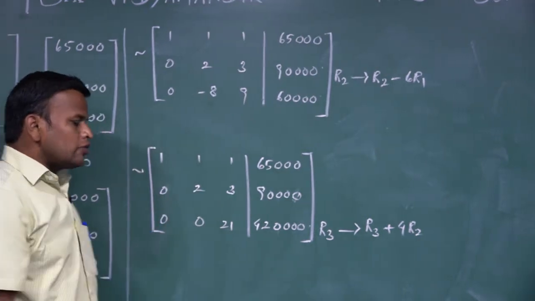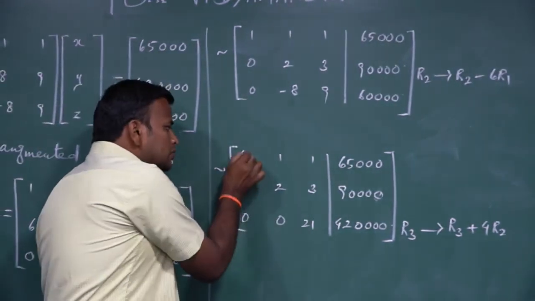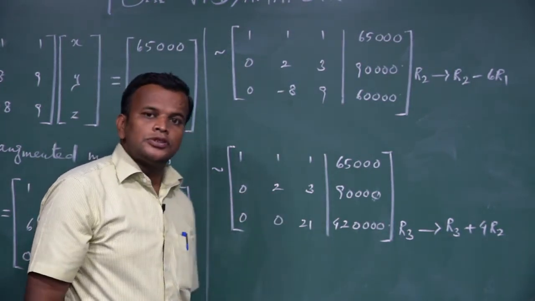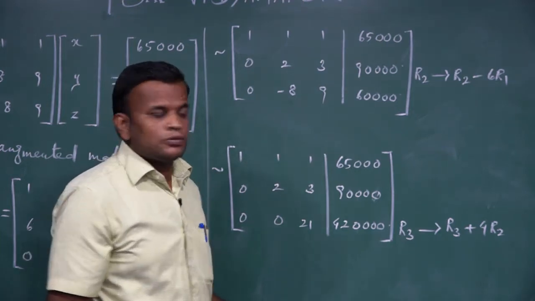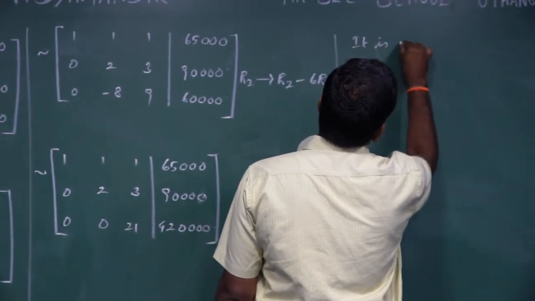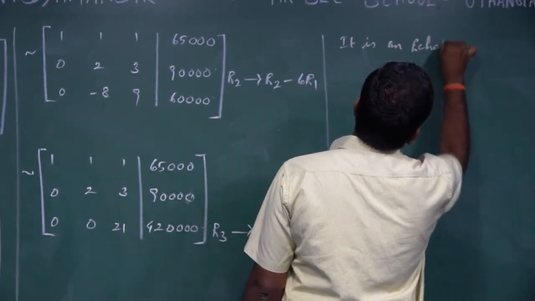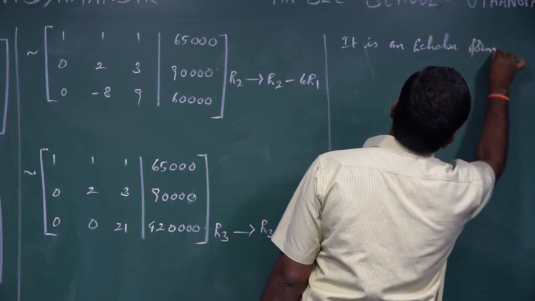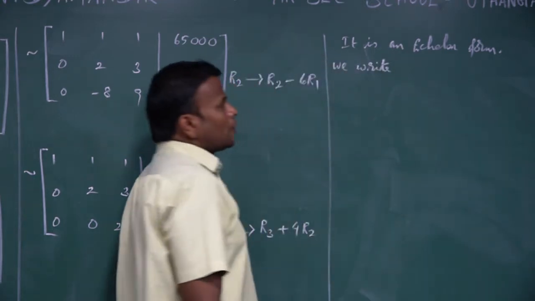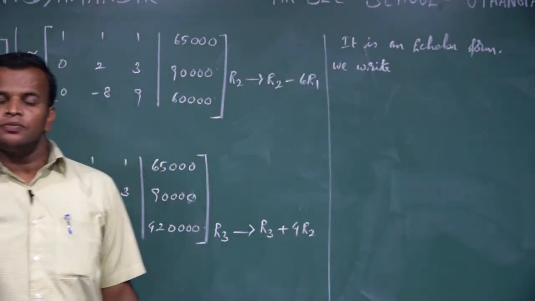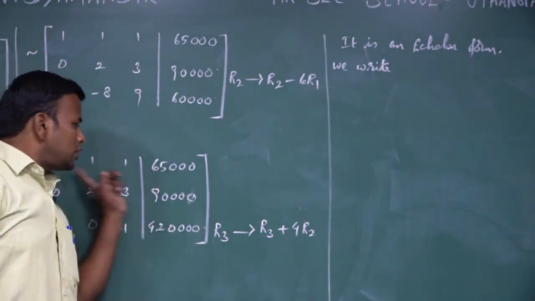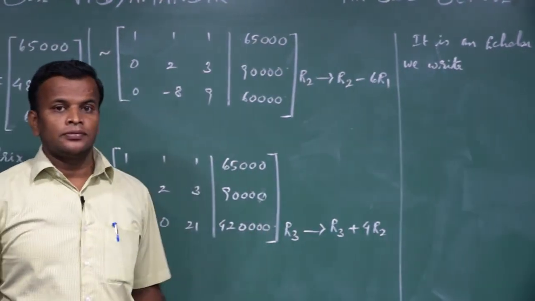You see it is in echelon form. The first row, first element is non-zero, and at least this triangle shape of elements become 0. So it is called an echelon form. So we write it is an echelon form. You remember, after converting to echelon form, what is the next step? The next step is, again we write the system of equations from the matrix form.